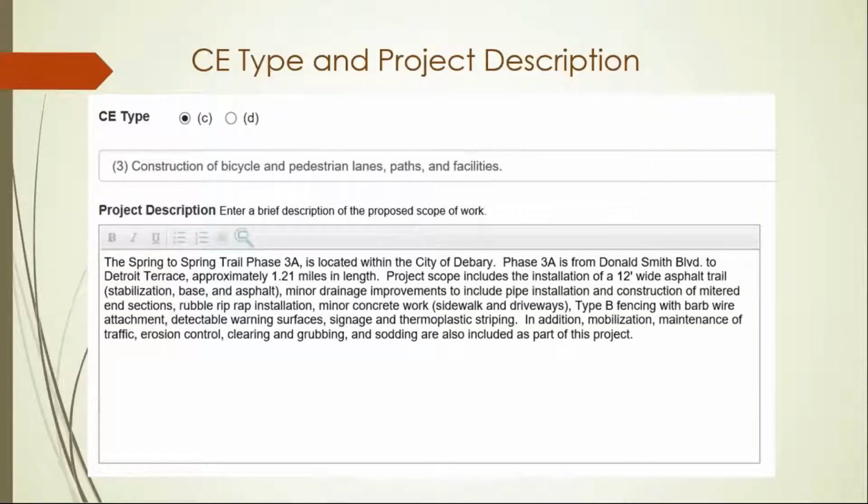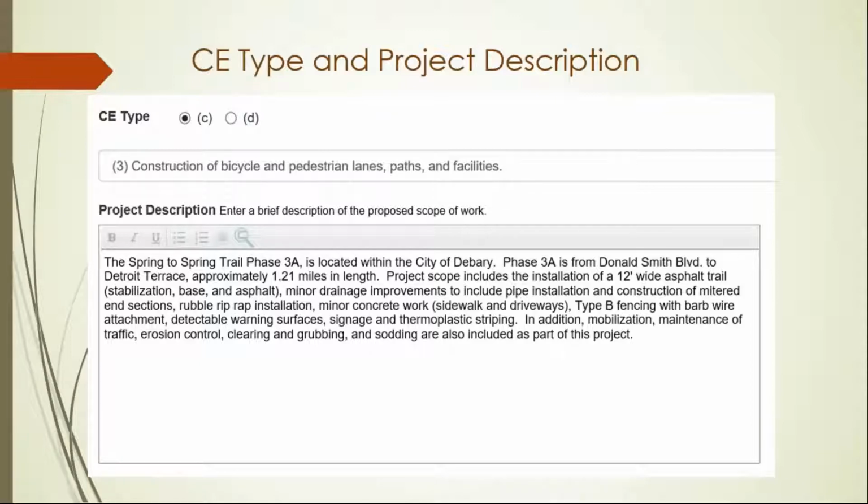You are also going to be asked to select the appropriate CE type. You can have either C or D, but we think most of these should be the C3 category. And in the box that you can see, I've already selected C3, but all the other categorical exclusion types will be listed. You're also going to need to add in the project description.